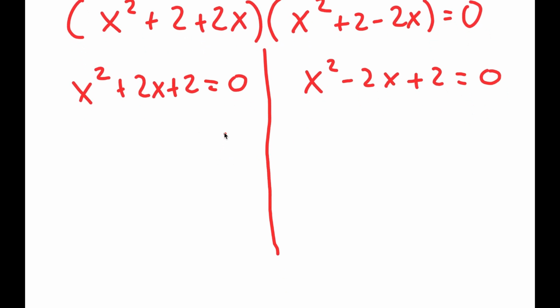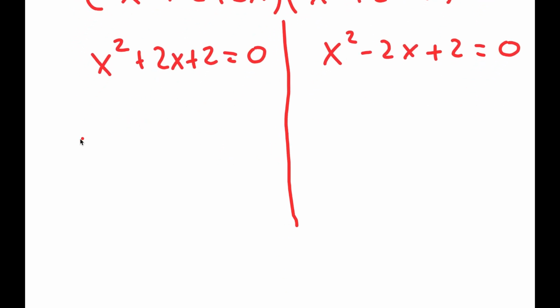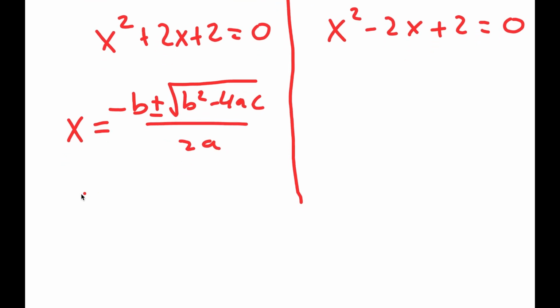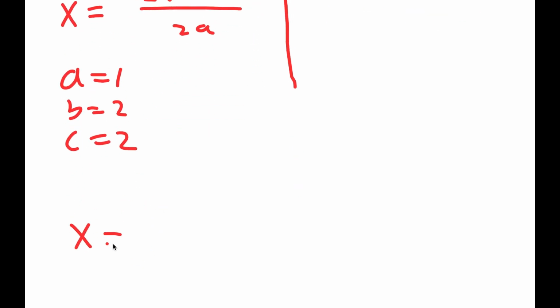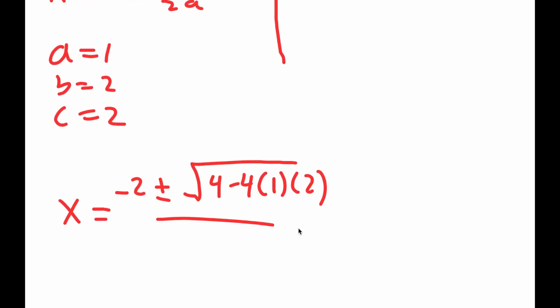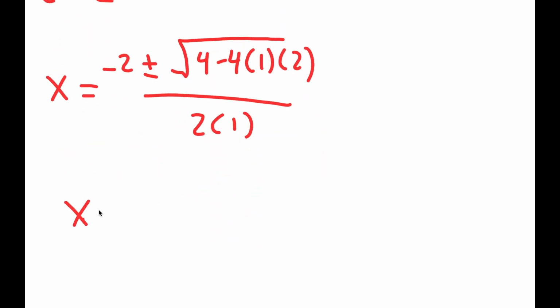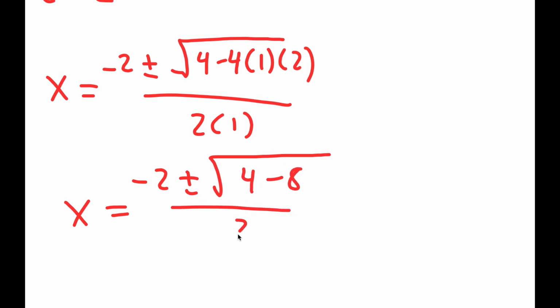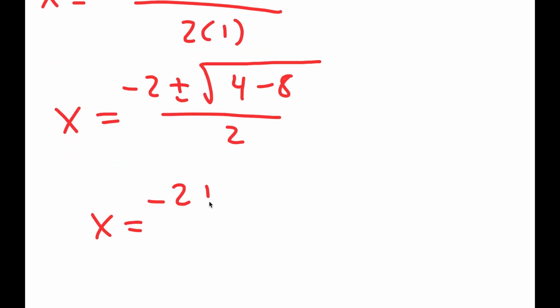Now to solve my left-hand equation right here, I can use the quadratic formula, which is negative b plus or minus the square root of b squared minus 4ac all over 2a. So in this case, a is 1, b is 2, and c is 2. So I get x is equal to negative 2 plus or minus the square root of 2 squared, which is 4, minus 4 times a, which is 1, times c, which is 2, all over 2a, so 2 times 1. Now this is equal to negative 2 plus or minus the square root of 4 minus 8 over 2, which is equal to negative 2 plus or minus the square root of negative 4 over 2.